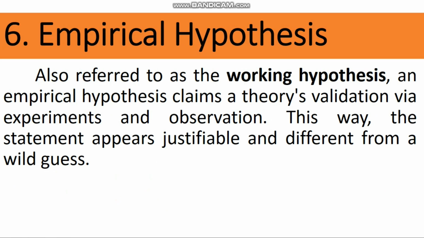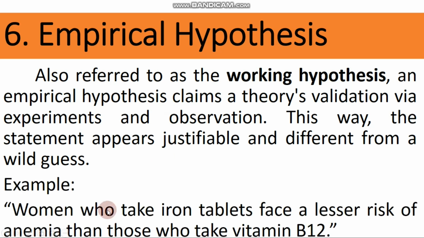Last one is empirical hypothesis. It is also called a working hypothesis, because this kind of hypothesis differs from a wild guess. Based on past experiments and observation, the researcher develops the hypothesis. Women who take iron tablets face a lesser risk of anemia than those who take vitamin B12 tablets. So here some experiment proved that iron tablets reduce the anemia risk compared to vitamin B12 tablets.